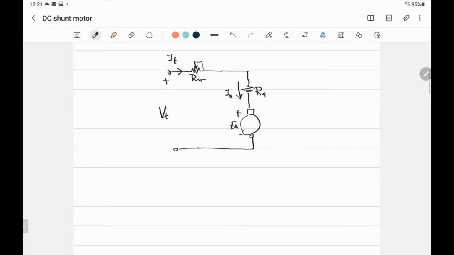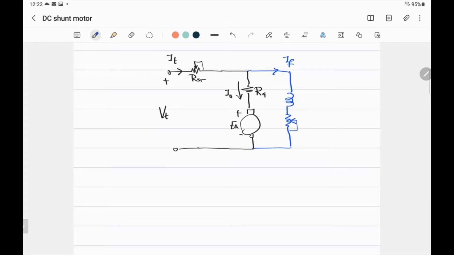Where is the field now? The field is connected in parallel to the armature, and most of the time we have a variable resistance, a rheostat, connected to the field winding, so we can control the current in the field, which is going to be called IF. That's the field current. And why do we do that? Because when you control the field current, you are controlling the magnetic flux, and magnetic flux affects the speed and affects the torque.